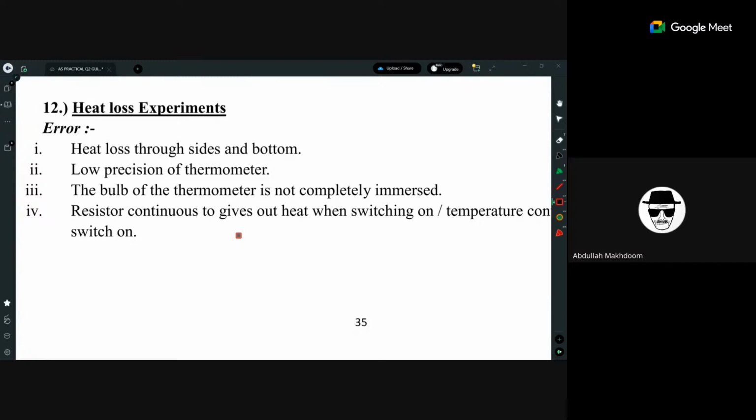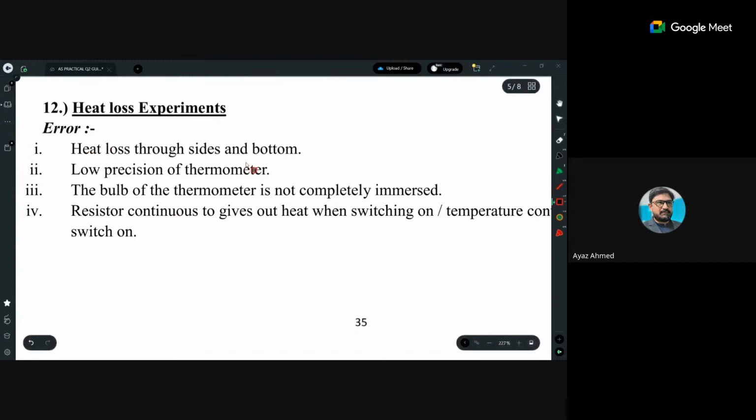Okay, so according to that situation, we have to avoid the heat losses, and this is the main source of error, right? Heat loss to the surroundings. So we have to make sure that insulation is proper. I will show you the remedies as well, the solutions.